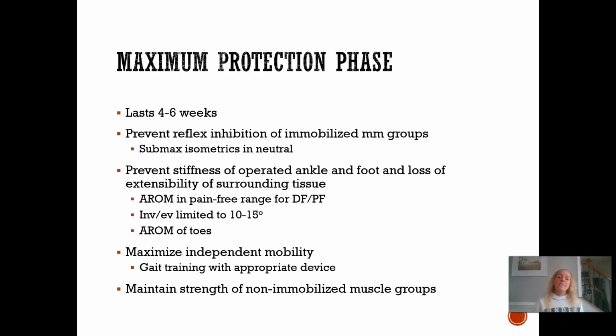We want to prevent stiffness. So again, as much as we can range, if they're casted, you can't do a lot. But we're going to try to do as much active range of motion as we can whenever that is removed. In dorsiflexion and plantar flexion, inversion and eversion, again, are going to be a little limited in the beginning. Make sure they're moving their toes. Again, we want to maximize independent mobility. So if they need a device, make sure they're gait trained with it. And then maintain the strength of all the non-immobilized muscle groups. So continue to do lower extremity strengthening, just not of the ankle right away.